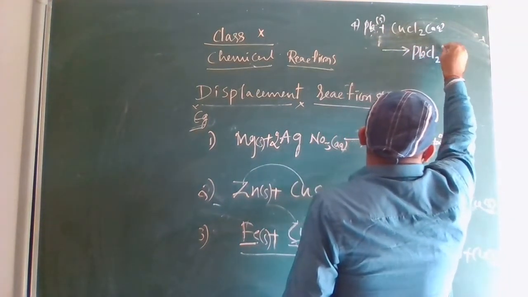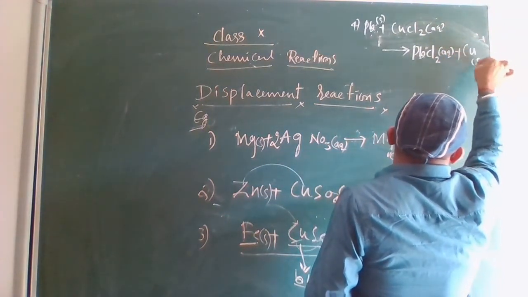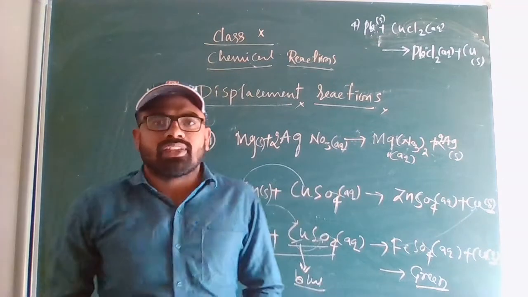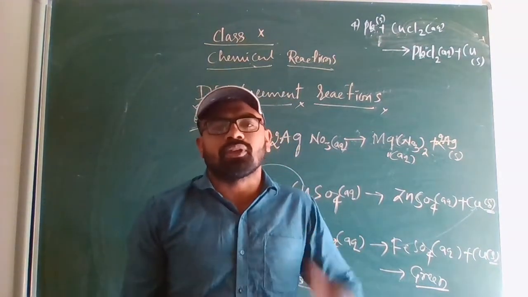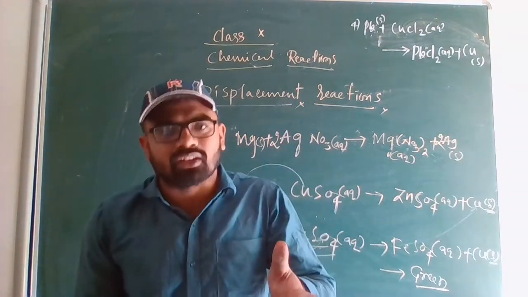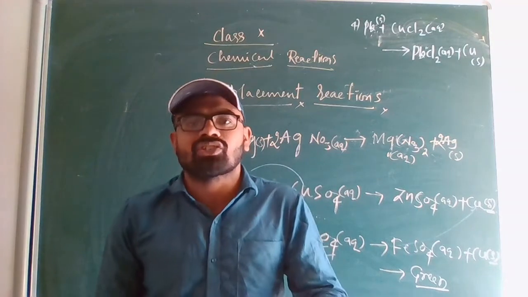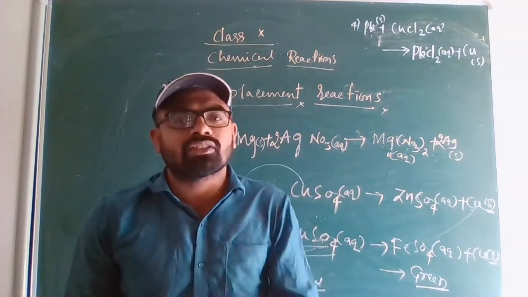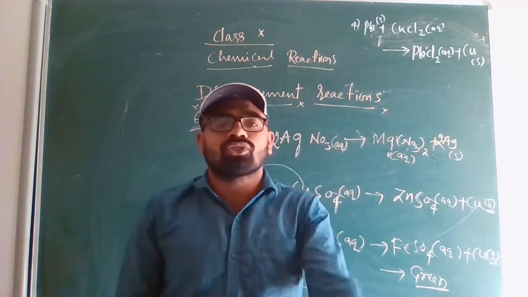PbCl2, that is aqueous, plus Cu, that is solid. Same thing here. Pb means lead. You should remember the formulas. Pb is lead, Fe is iron, Ag is silver, Au is gold, Mg is magnesium, Na is sodium, K is potassium, Cu is copper, SO4 is sulfate, NO3 is nitrate, Cl2 is chloride.